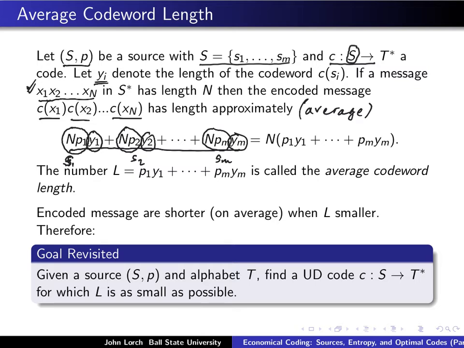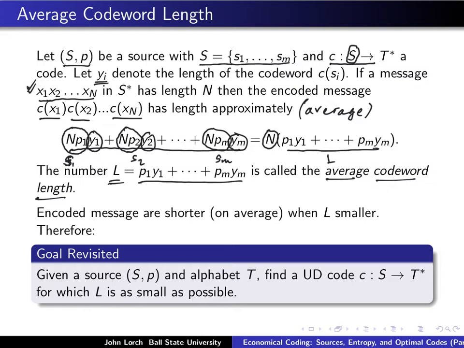Now we can factor the capital N out in front. Remember, capital N is the length of the original message. If we factor that out, what we have is this expression: p1 times y1 plus p2 times y2 up through pm times ym. The natural interpretation of that remaining sum, which we're going to refer to as L, is as the average length of a given code word in this message. This L, the sum inside the parentheses, is called the average code word length.